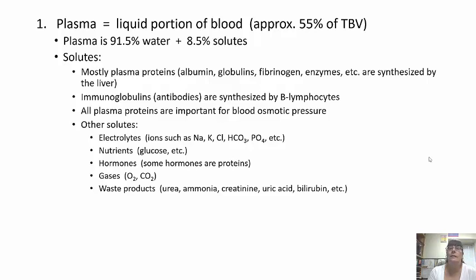So plasma is the liquid portion of the blood, as I said, about 55%. Most of it is water, the rest is solids. So in the solids, we have mostly the plasma proteins that we talked about already. We also have antibodies that are synthesized by B lymphocytes. All plasma proteins are important to maintain our blood osmotic pressure. And then we also have electrolytes like sodium, potassium, chlorine, bicarbonate, phosphate, things like that. We have nutrients like glucose. Some hormones are actually proteins. We have gases like oxygen and carbon dioxide, and then waste products like uric acid and creatinine. And we'll talk more about those kinds of things when we get to the urinary system.